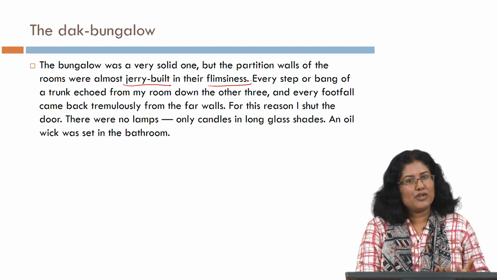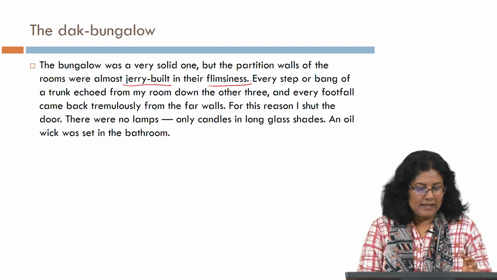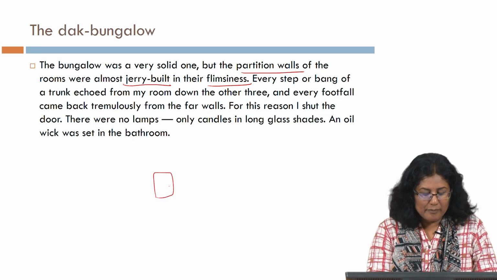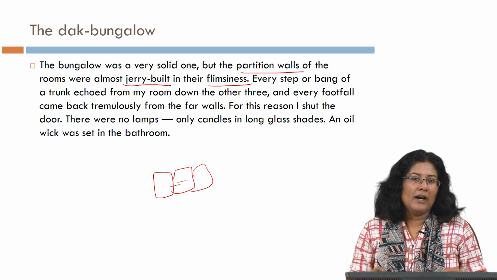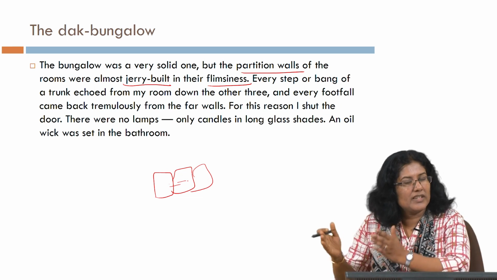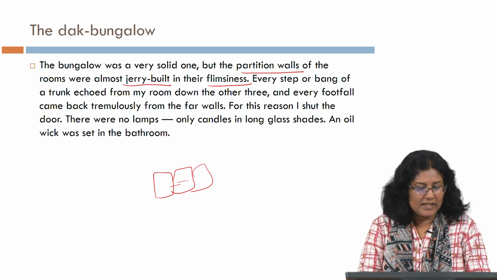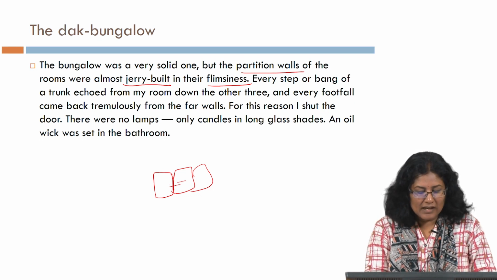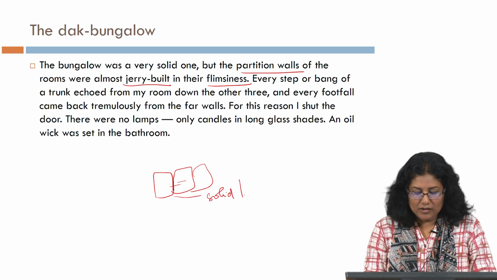And now we are introduced to another important aspect of the dak-bungalow, which is the partition walls, the walls separating the rooms. If you remember, each room is leading into another room. So there are three rooms attached to, or adjacent to, the room in which the English narrator is resting for the night. And he points out that the partition walls of these rooms are flimsily built. They're not solid, they are flimsy.